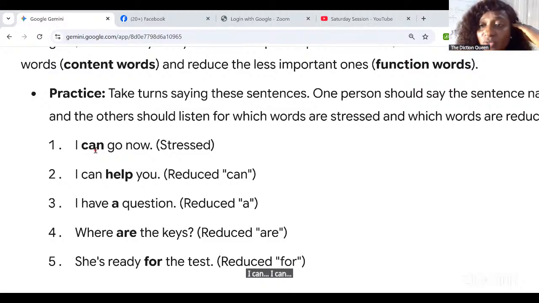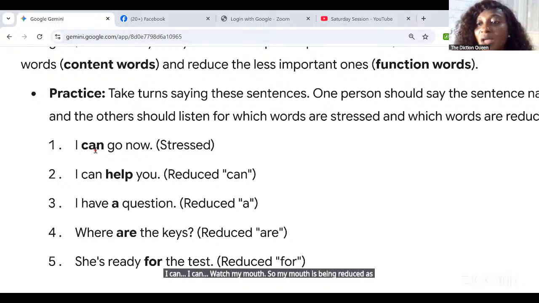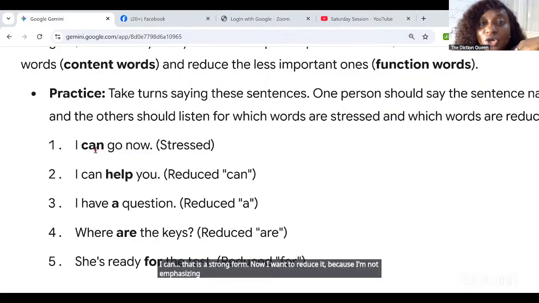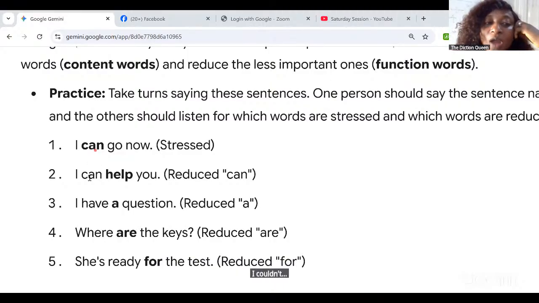Watch my mouth. My mouth is being reduced as well. I can, that is a strong form. Now I want to reduce it because I'm not emphasizing. Can you say it? I can help you. I can help you.